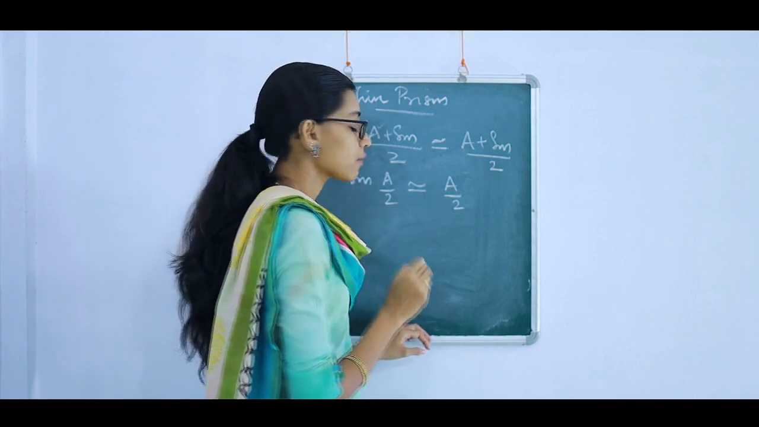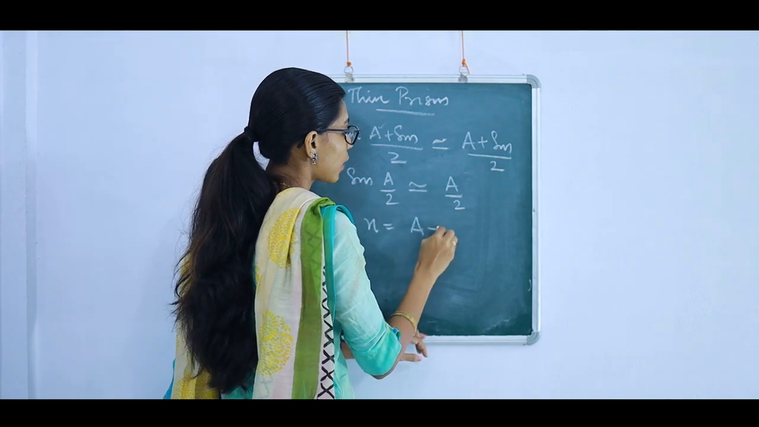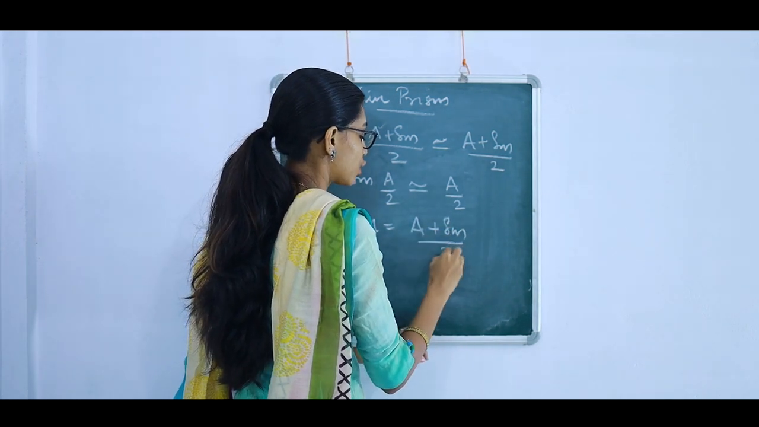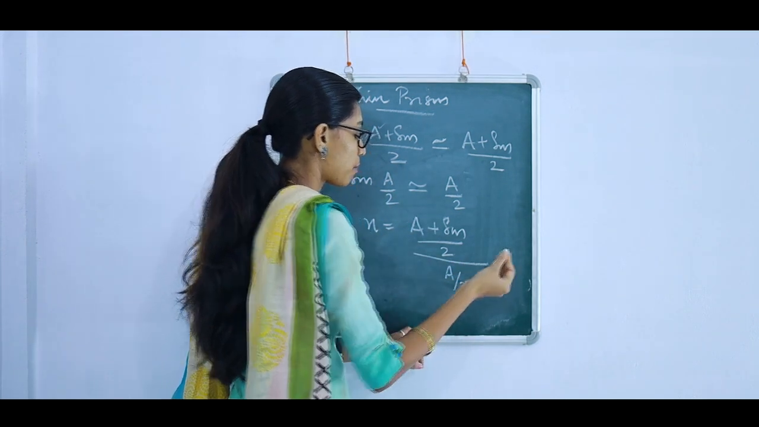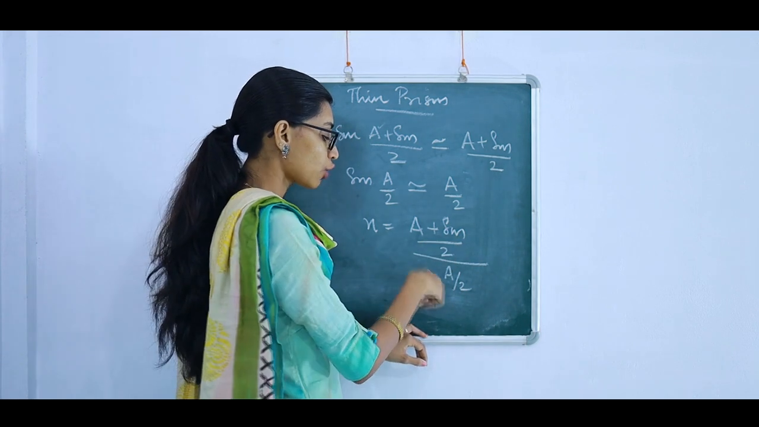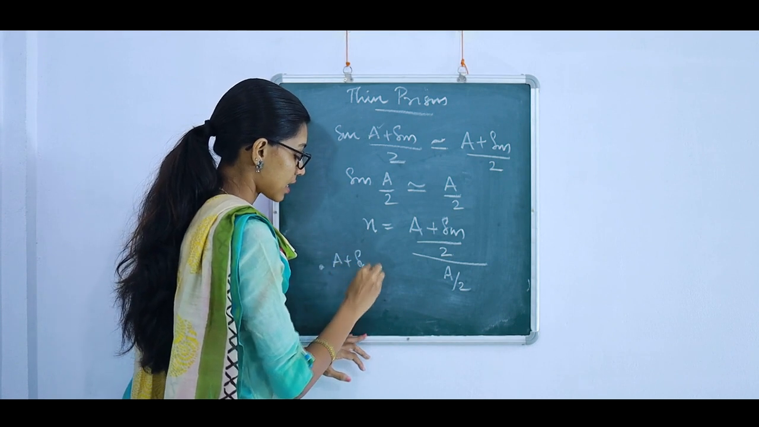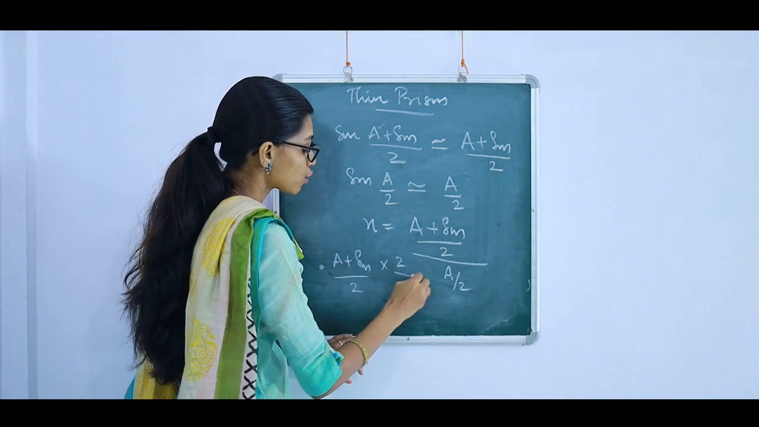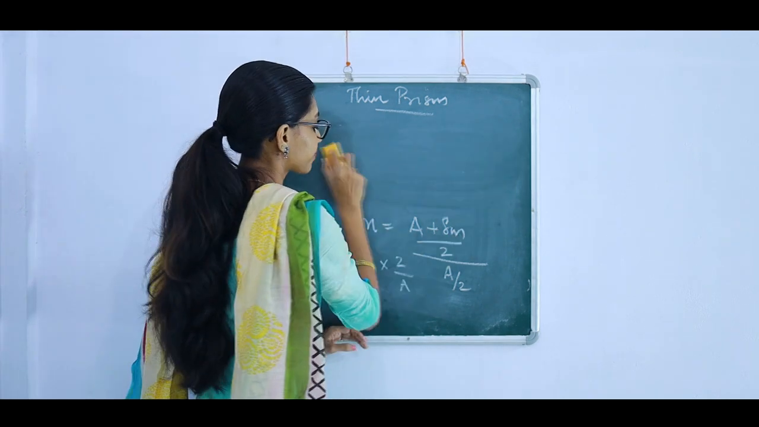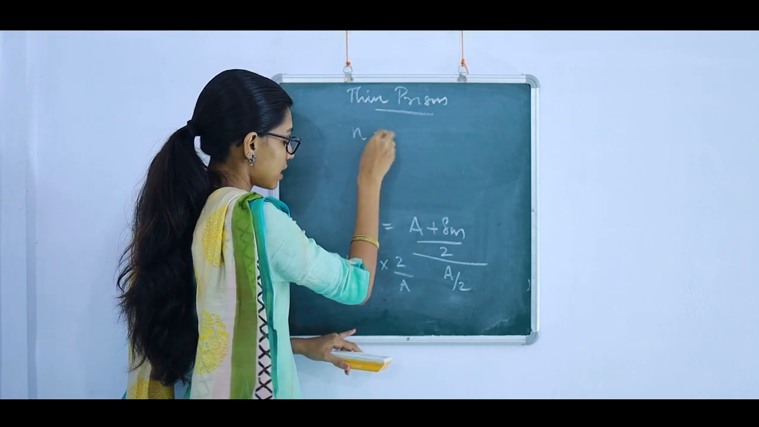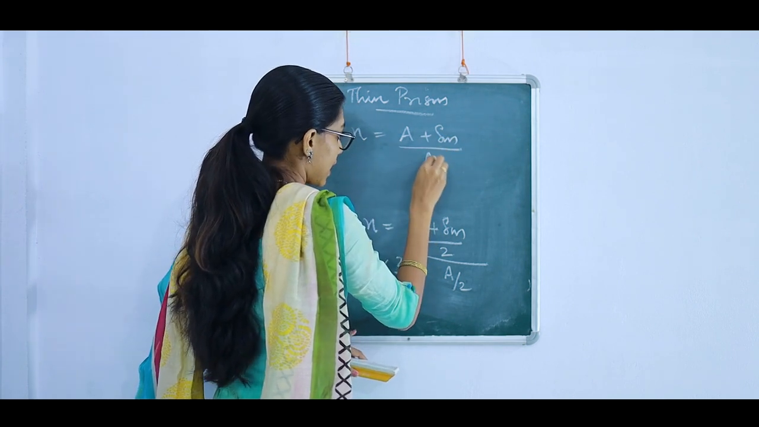So in our refractive index formula, in place of this, we will write this. So (A plus delta m) by 2, and in place of sin A by 2, we will write just A by 2. Now when we solve this, it will go that side. So you get it as (A plus delta m) by 2 into 2 by A. The 2 goes off and what do we get? We will get n is equal to (A plus delta m) by A.